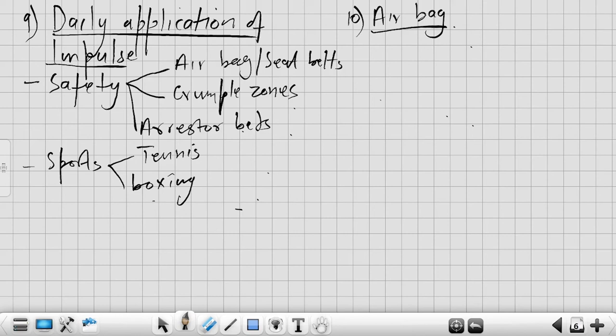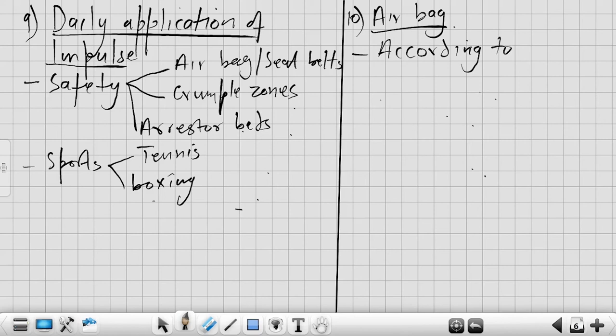It's the same thing. It's just a way of explaining what the examiner wants to see. Because the examiner is asking us to explain in terms of a physics principle, the first thing is to have a line here that we can use to divide, so that we don't make it more complex. And then for the airbag, we'll start by saying, according to F net is equal to change in P over change in T.